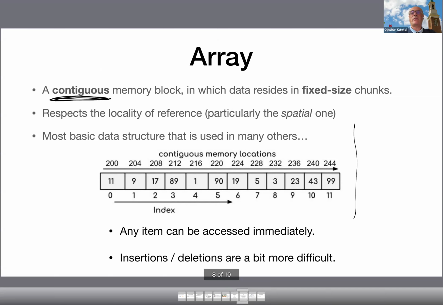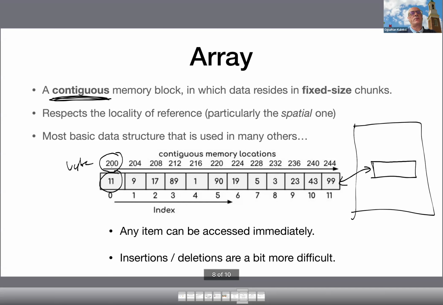If this is my memory, my array resides as a contiguous block here. So let's assume it is this one. This is the starting address in the memory. And you see that each compartment, each item in the array, has the same length. If these are the byte addresses, 200, 204, 208, each item is 4 bytes long.